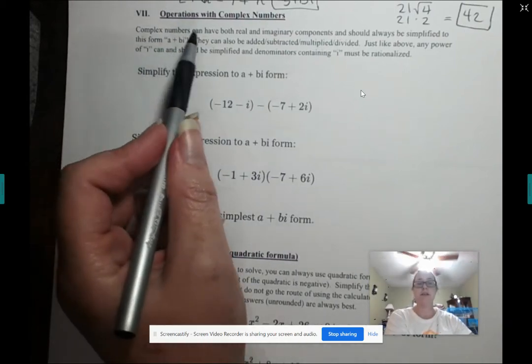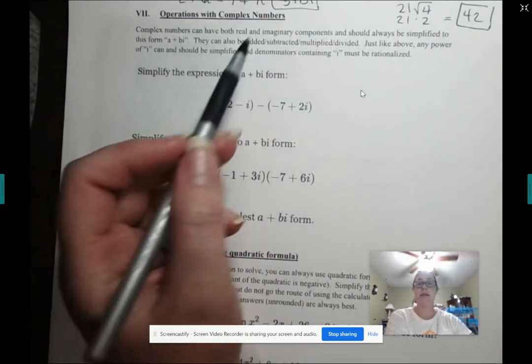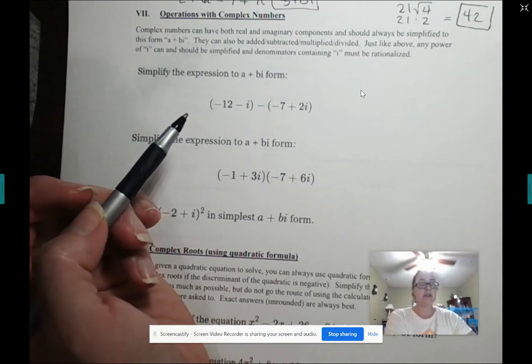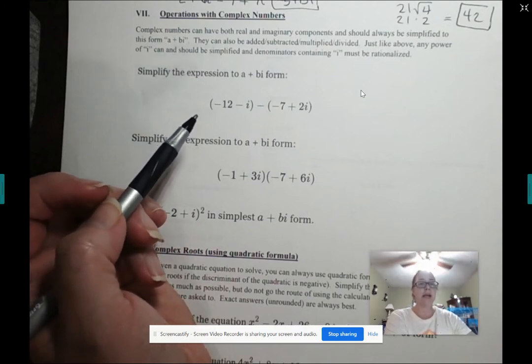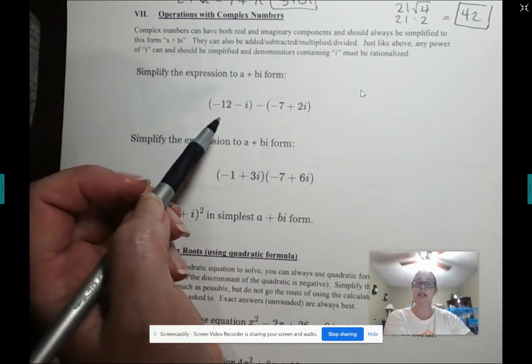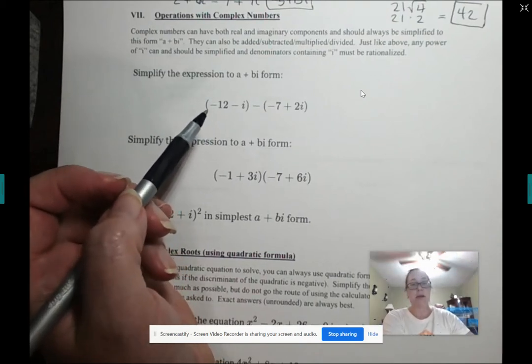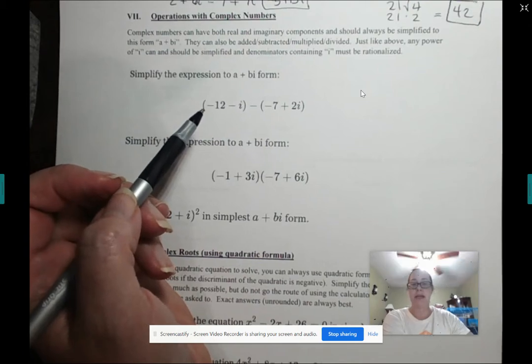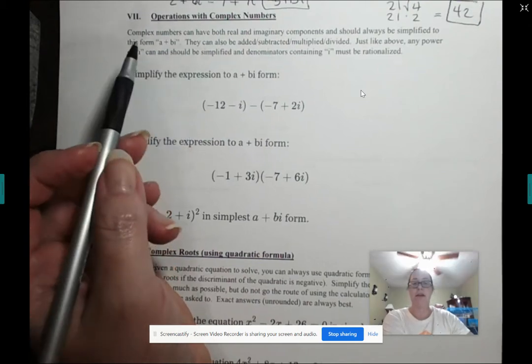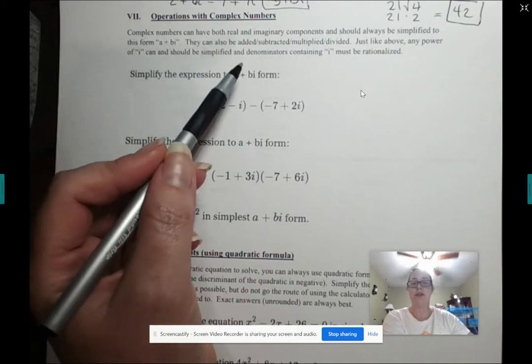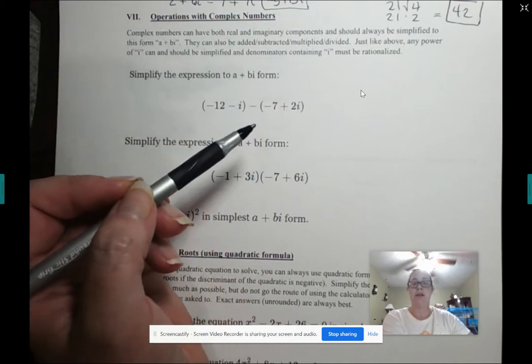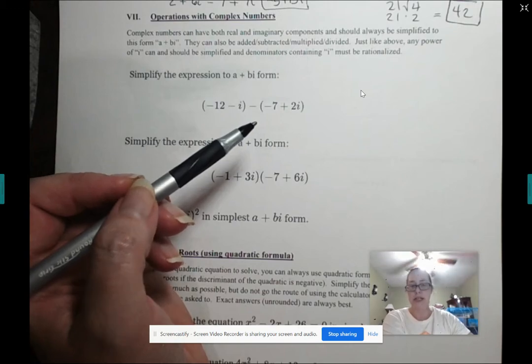Now, complex numbers. Remember, complex numbers aren't just imaginary numbers. They have both real and imaginary components. We just treat them like terms. We can combine real pieces with real pieces and imaginary pieces with imaginary pieces when we're adding and subtracting. If we're multiplying, we can combine them with multiplication. Remember, just like I said above, if you have any powers of i that can be simplified, you should. And if you have any denominators containing i, then you need to rationalize them.